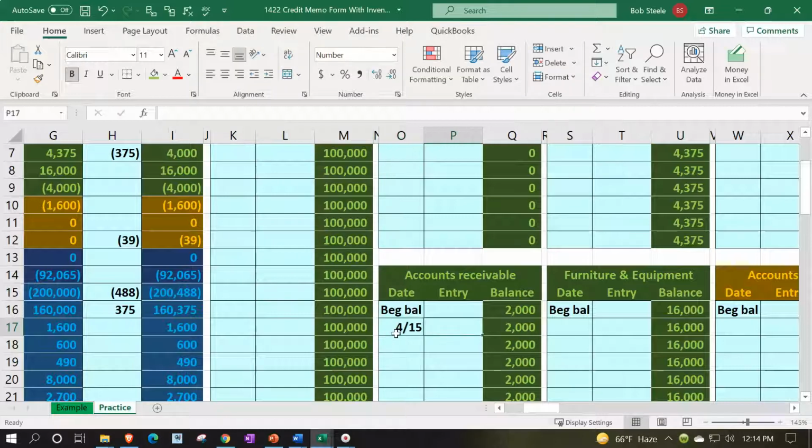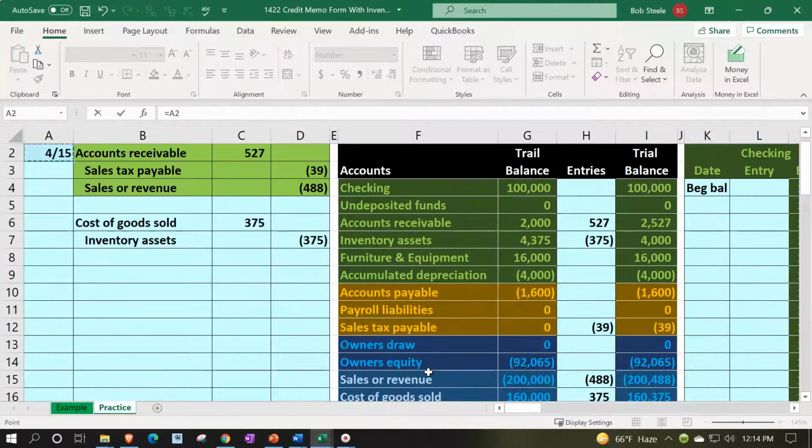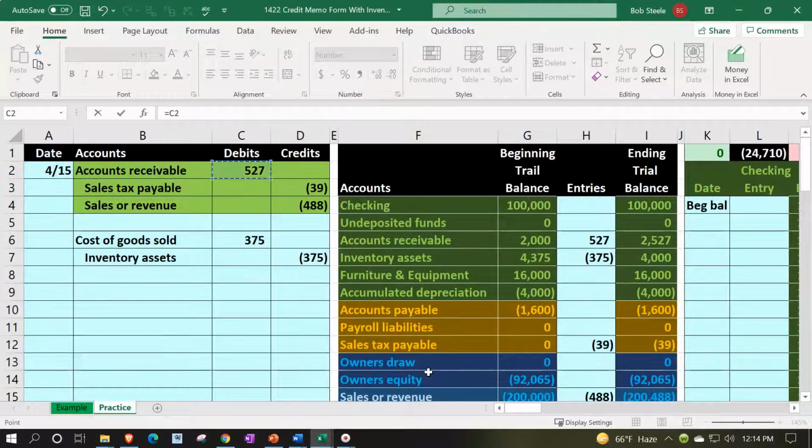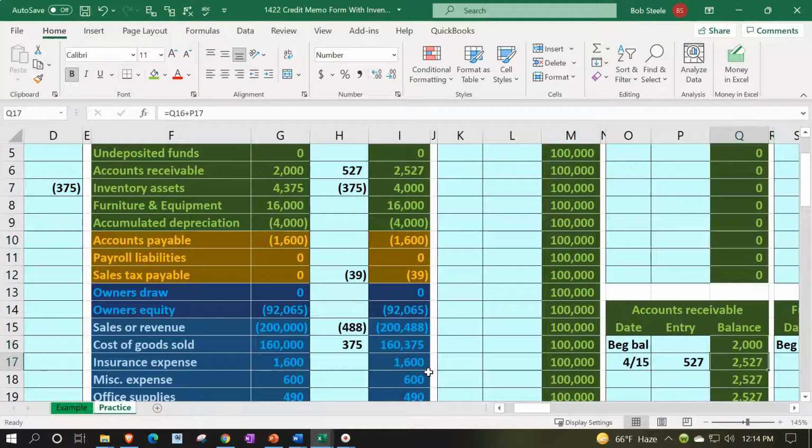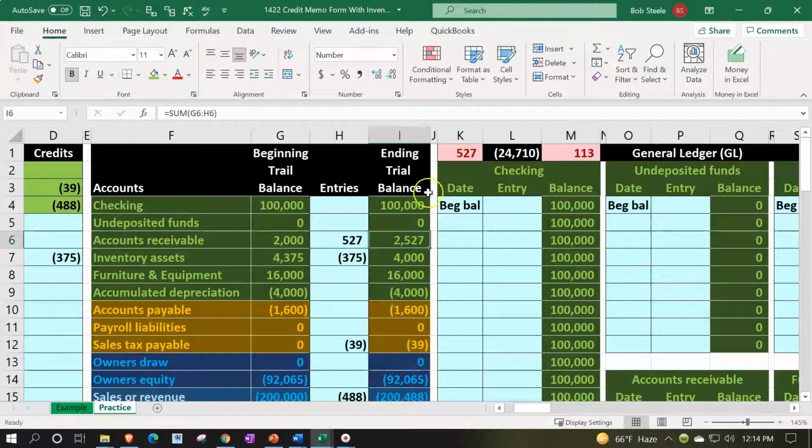415, I'm in cell P17. I'm going to say equals, left arrow till I hit the wall, up to the accounts receivable, the 527, bringing it up from 2,000 up by 527 to 2527. That's the same amount on the trial balance. We're out of balance on the general ledger.